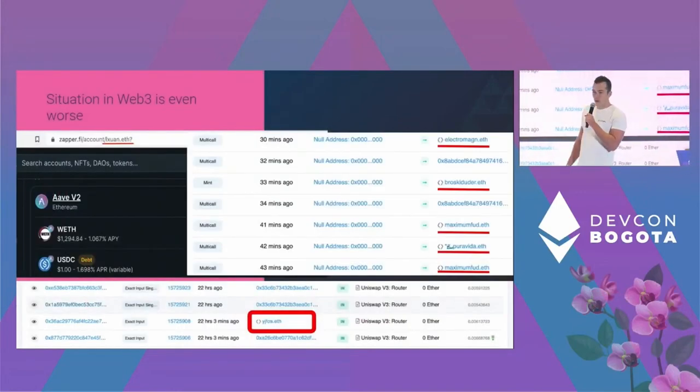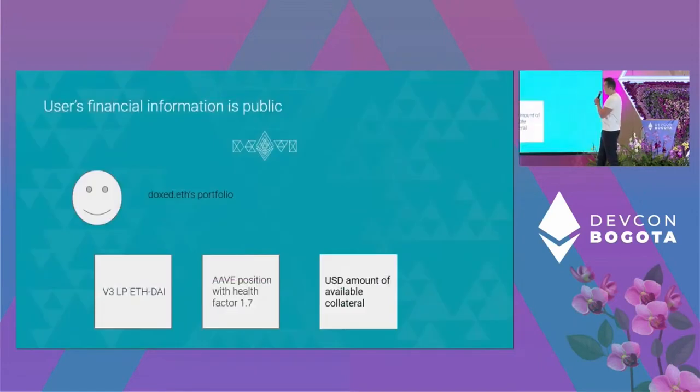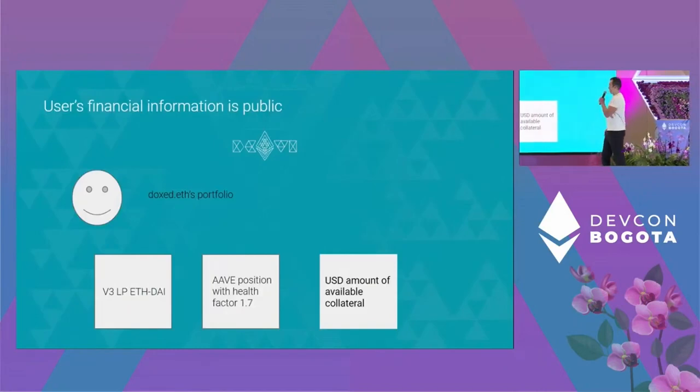And the situation in Web3 is even worse. Basically anyone who is able to use a web browser can go to Etherscan and search for what anyone is doing. This is made even worse by people's use of ENS. We can see quite commonly that people use their ENS names with trading because they apparently have no idea that it's not private. To drive this point home, there is this ENS name docs.eth, and if I spend some time on it, I can just figure out that the user has a Uniswap position, an Aave position, and how many USD are available for collateral.